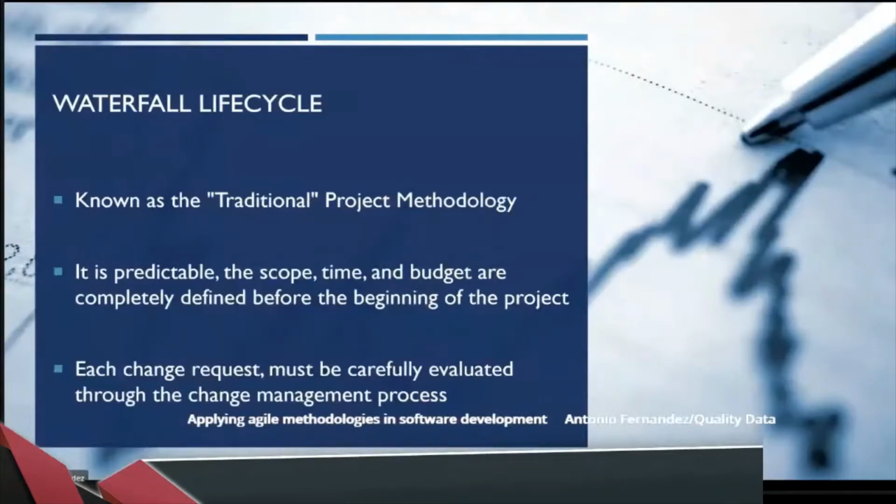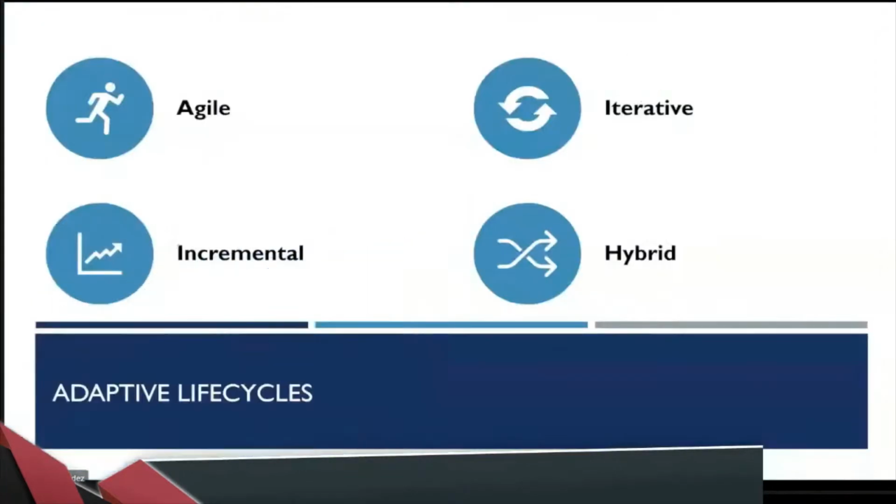Then, the waterfall life cycle is known as a traditional project methodology. It's predictable: the scope, time, and budget are completely defined before the beginning of the project. And the changes are very difficult to introduce because they must be carefully evaluated through the change management process. And it's more difficult as the project progresses. On the other side, we have agile life cycles that are suited to high-change environments.